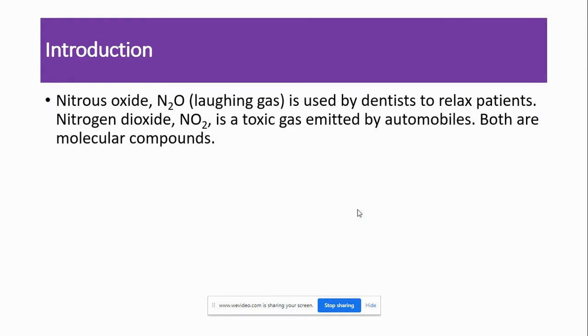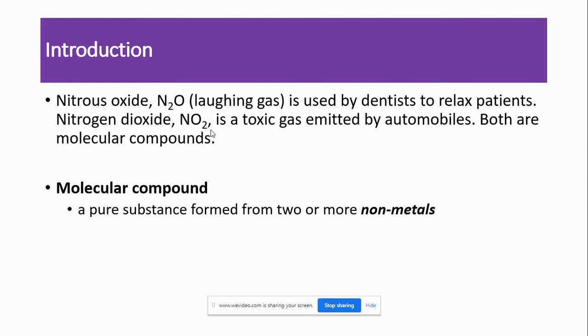Okay, so let's talk about molecular compounds now that we've recalled ionic. Just an introduction here: nitrous oxide, N2O, is what composes laughing gas. If you've ever had dental surgery and they've asked you, do you want laughing gas? It's made up of N2O, and it's used by dentists to relax patients. However, a similar compound, nitrogen dioxide, NO2, just differing by the number of N's and O's, is a toxic gas emitted by cars. Both are molecular compounds, and it's amazing how differing by one N and one O makes it a completely different molecule.